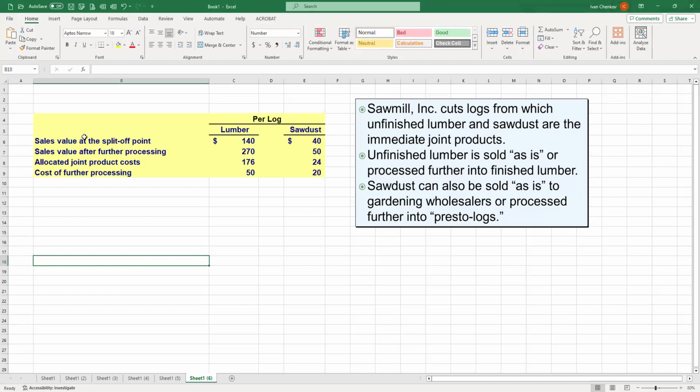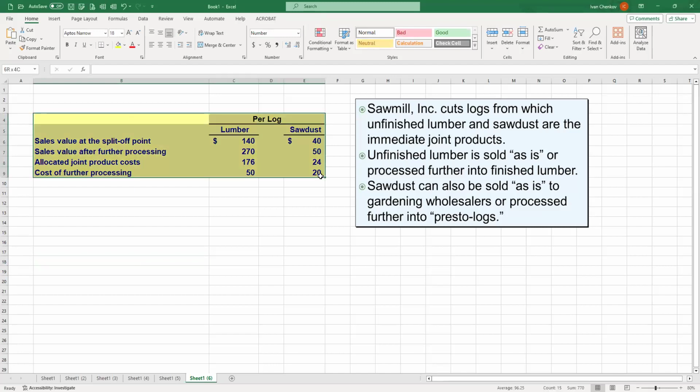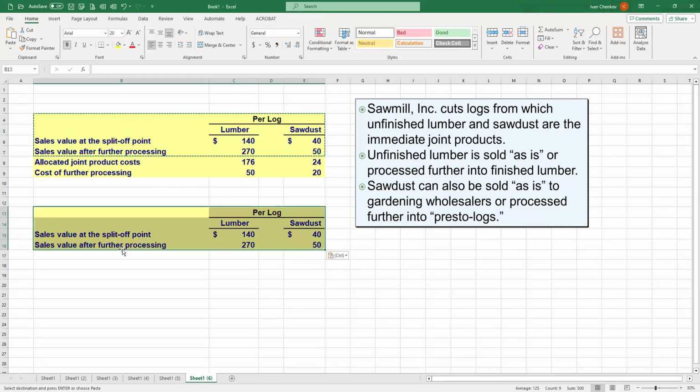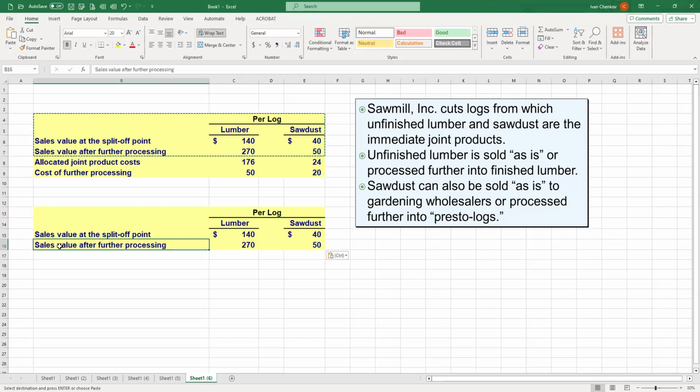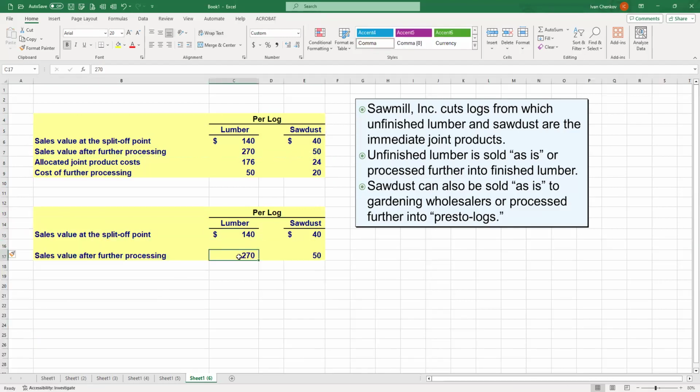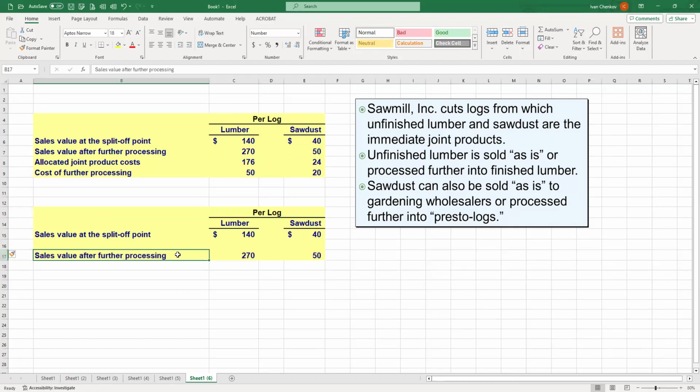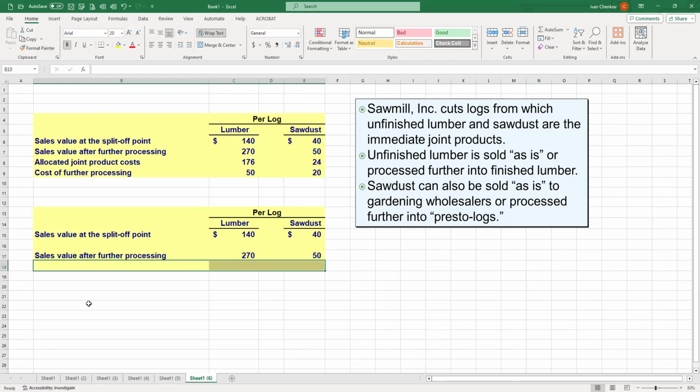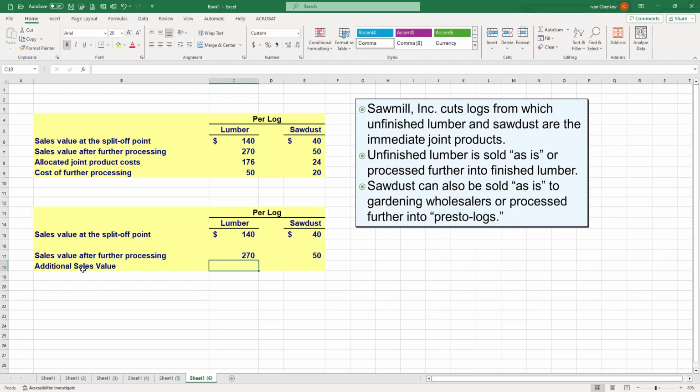So what can we get from here? This is the original information. At this point, what do we need? We need this information and this information only. So at this point, we can sell it for $140, or we can process it further and sell it for $270. Let's just for a second pretend that we're selling it further. If we do that, how much will be our additional sales value for the lumber? $130. That will be 130.